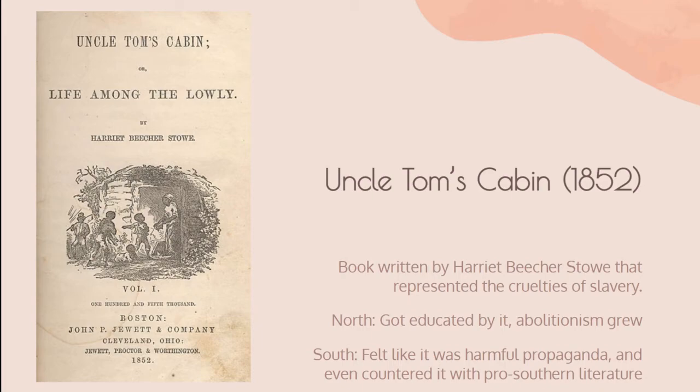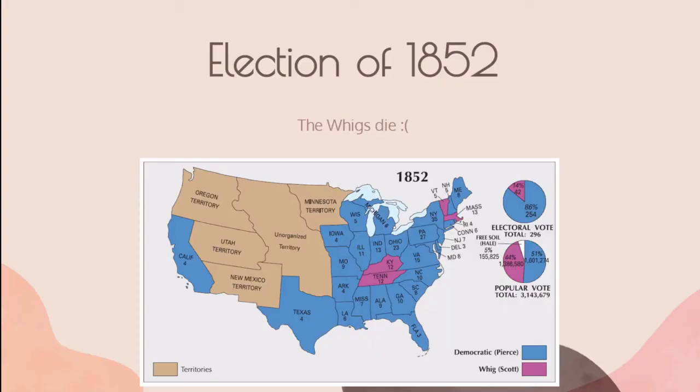The North got educated by it, and abolitionism grew a lot, while the South felt like it was very harmful propaganda and even countered it with pro-Southern literature that was almost a parody of this. I remember something similar to Aunt Clara's Cottage or something like that, like very clear parodies of it.